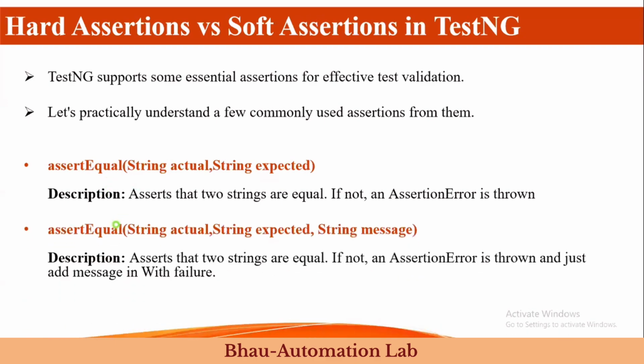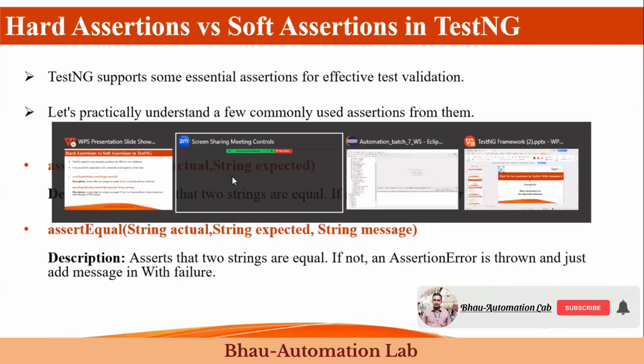And then assertEquals with message. It is the same as what we defined here, but if we get a failure, it is more effective because we can add a string message along with the thrown exception, so that you can understand what exactly the failure is. It works the same way: it asserts that two strings are equal or not. If not, then an assertion error is thrown, and it adds the message with that failure. Okay, so let's understand this concept practically, and one by one we'll see more concepts as well.